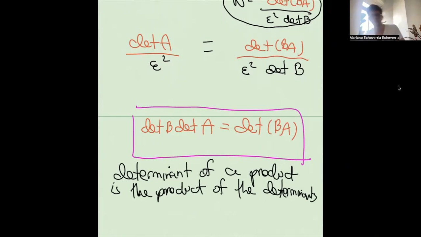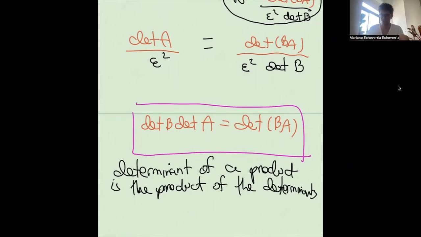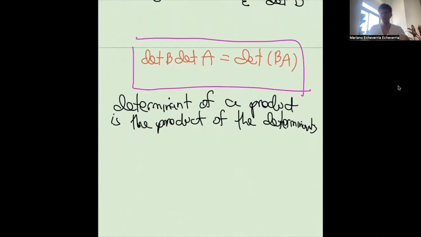Okay. And again, this is really, really useful. If you didn't have this property, the determinant would not be that important. Why is this formula useful? So why is this useful?